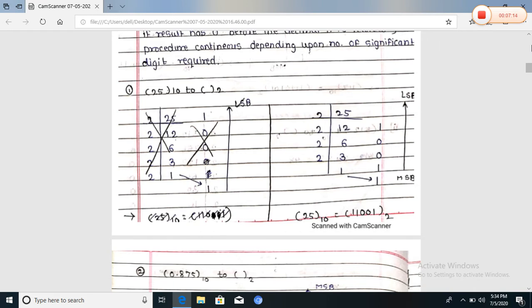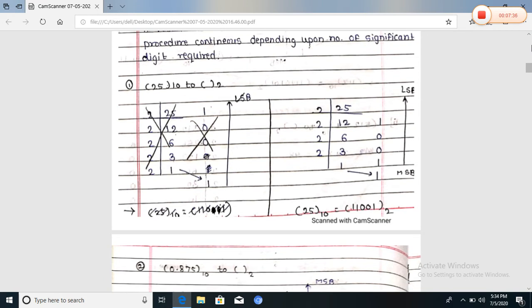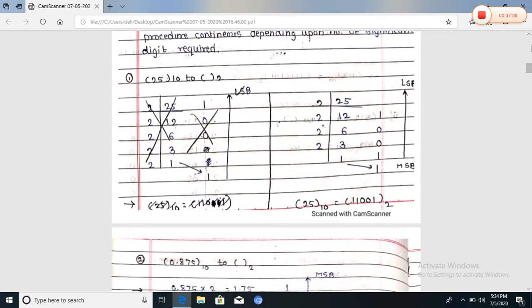Noting from MSB to LSB, that is, from bottom to top, the number is 11001. So decimal 25 in base 10 converts into binary 11001. After the bracket we write the base 2. This is the decimal to binary conversion.